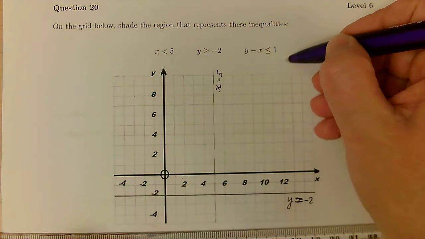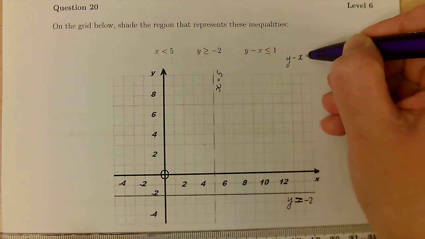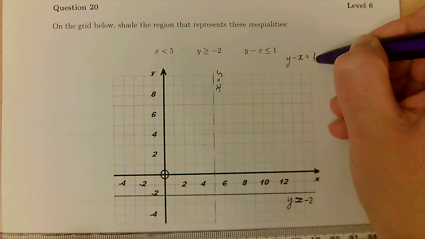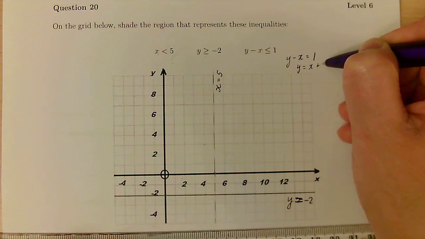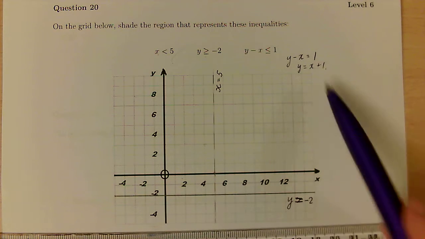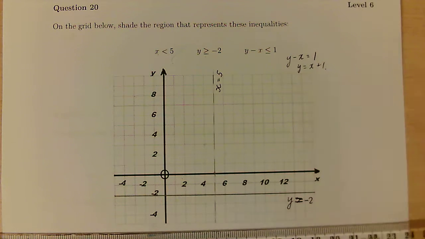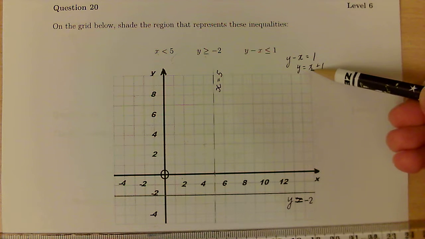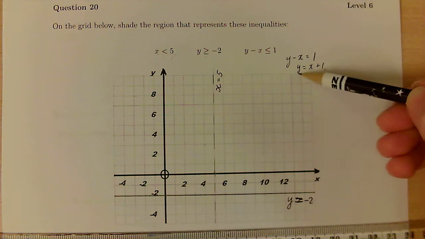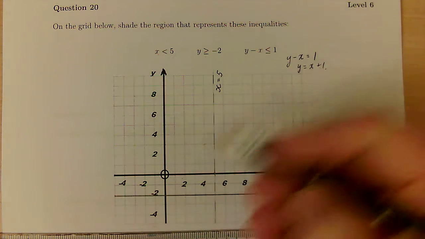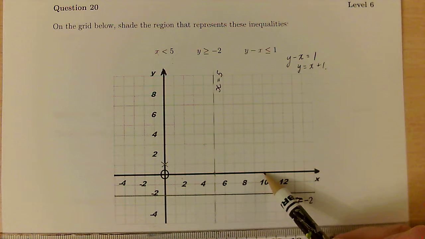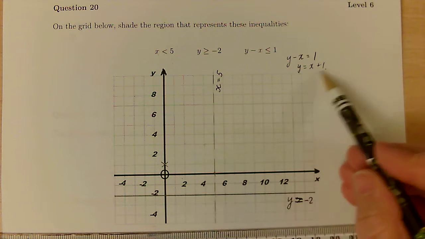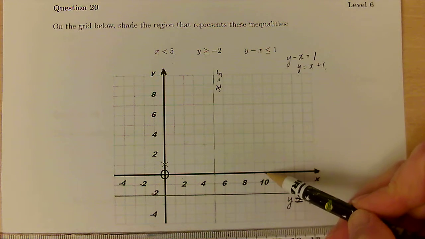Now y minus x less or equal than 1. So first of all, we need to draw the line y minus x equals 1. If you prefer, you can move that x to the other side and draw the line y equals x plus 1. That is quite easy. Let's pick a couple of points. If x is 0, then 0 plus 1 is 1. So one point will be 0, 1. Another point, say for example 10. If x is 10, 10 plus 1 is 11.